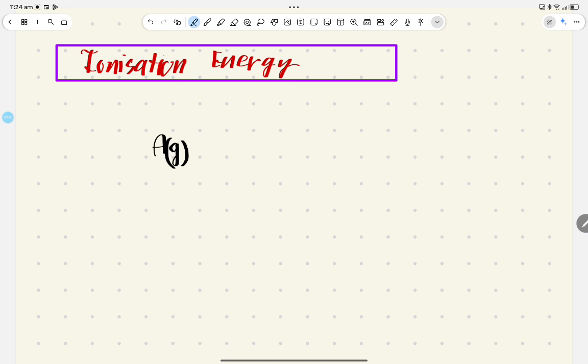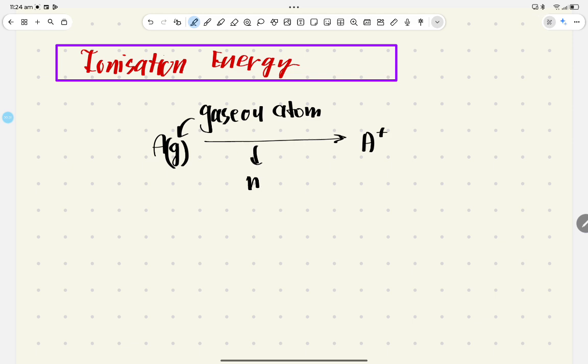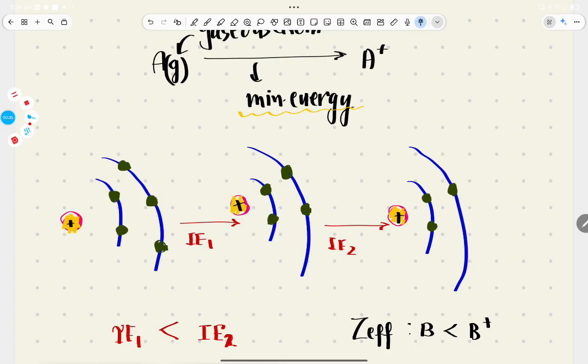Okay, let's say this is an element A. The minimum energy that is required to remove an electron from an isolated gaseous atom, and I have written here G to denote that it's a gaseous atom, is known as ionization energy. So that is the minimum energy that will be required in that case. Now let's understand this.